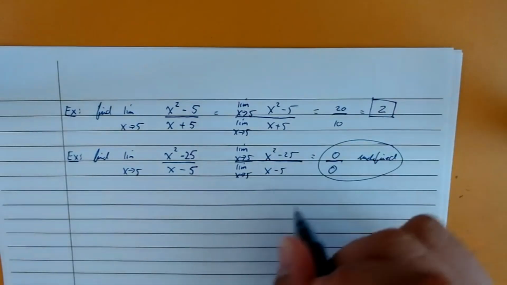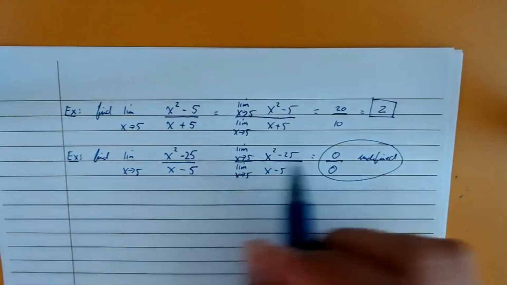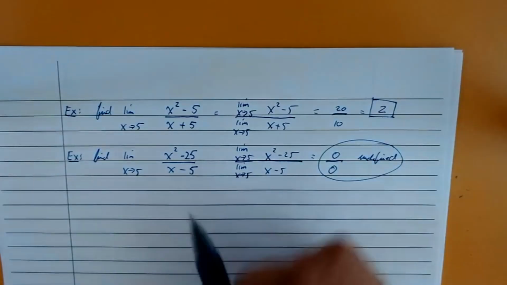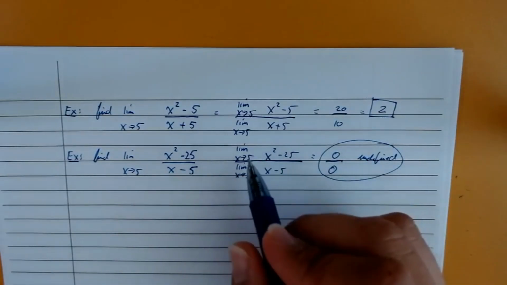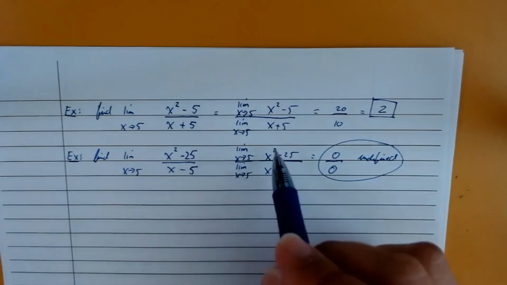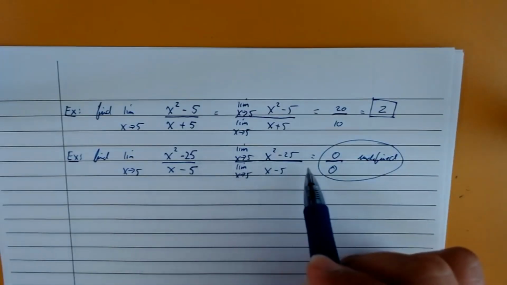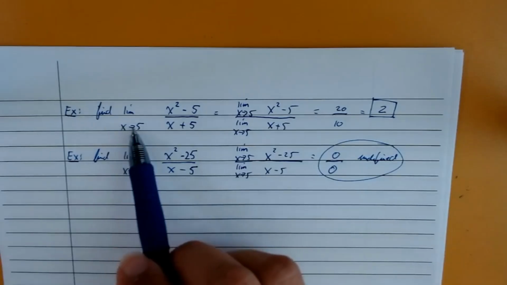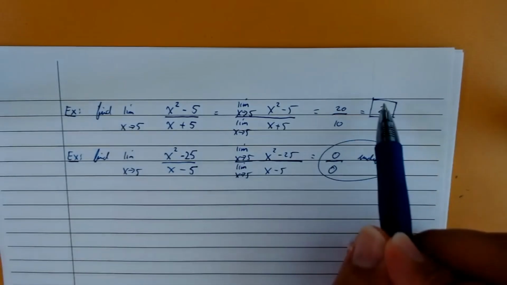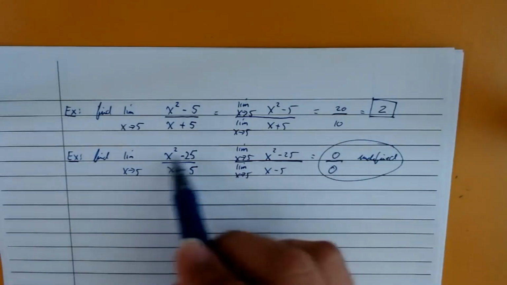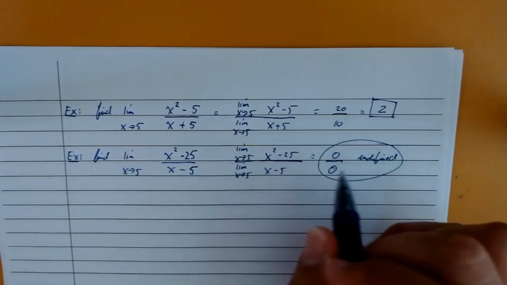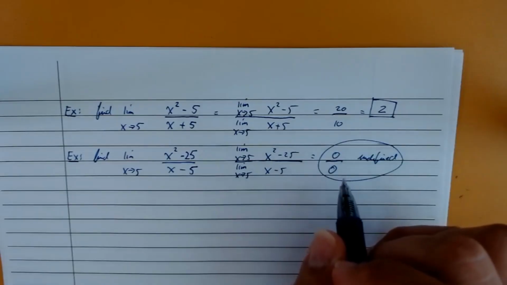So you're saying, oh, so that means I don't have a limit, right? I don't get an answer. Well, no. It doesn't mean you don't get an answer. It just means you can't get an answer this way. Basically, if you can plug in the number and get a number, great, you're done. But if you plug in the number and get something undefined, you're not done. You have to find some other way to do it.